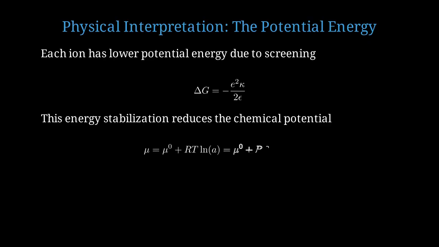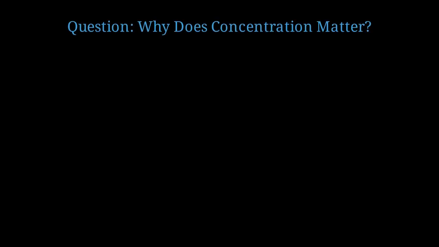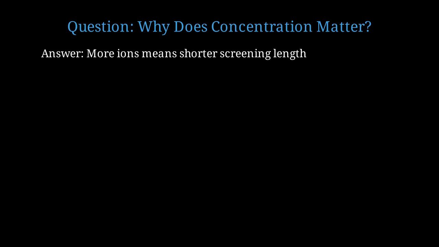The chemical potential mu equals mu0 plus RT natural log of activity, which equals mu0 plus RT natural log of gamma times C. Here's an important question. Why does increasing the concentration make the screening more effective? What's the mechanism? The answer is that more ions in solution means a shorter Debye screening length. The ionic atmosphere becomes more compact and concentrated.